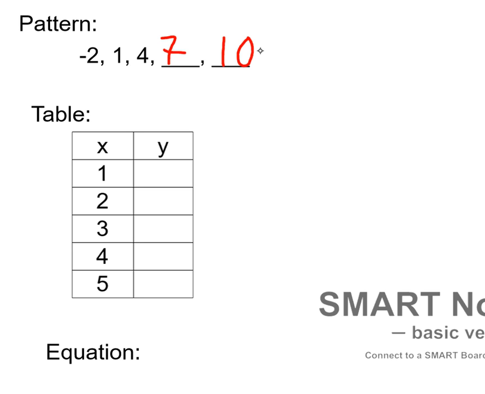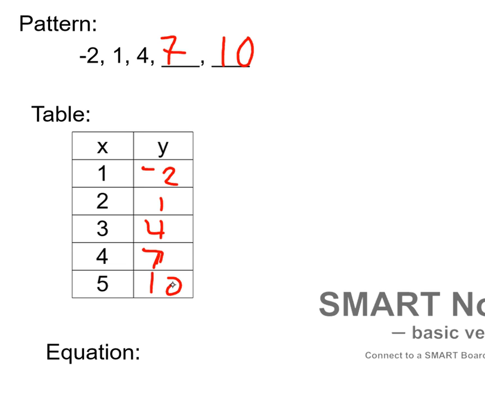Again, remember that X represents the term number. So that's the term number: here's term 1, here's term 2, here's term 3, etc. So X is the term number, and then Y is the value of each of those terms. Term number 1 has a value of -2. Term number 2 has a value of 1. Term number 3 has a value of 4. Term number 4 has a value of 7. And term number 5 has a value of 10.